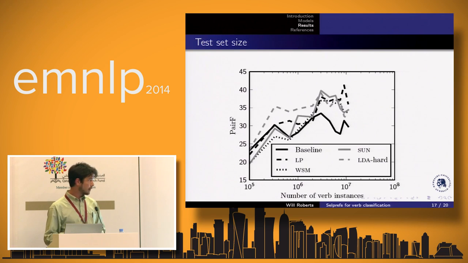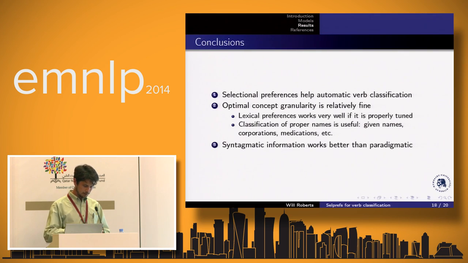We wanted to look at the effect of the test set size on this task. So we're comparing the best models here. The 3 million verb instances that we had are somewhere around the middle of this, and on the right there's the full corpus size. On the left you can see that sparsity is a problem, and the baseline, which is the solid black line, does best. But as we increase the test set size, selectional preferences start to offer improvement. The lexical preferences model is quite competitive. That's the black dashed line.